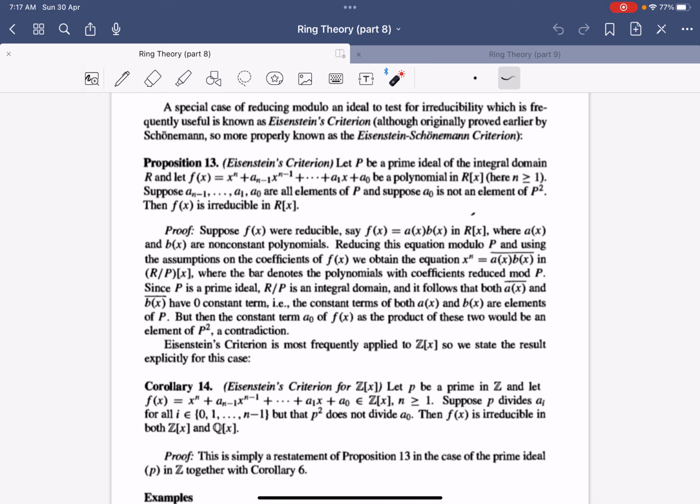So what you need to check is that all these coefficients are elements of the prime ideal, and that a_0 is not an element of P squared. Then you already know that the polynomial will be irreducible.